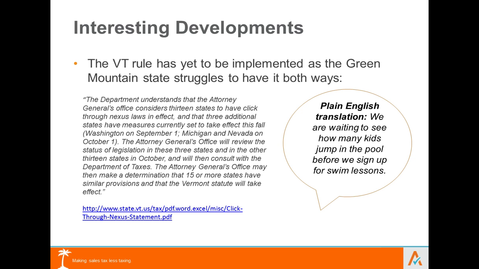So if your company's doing that kind of advertising, your clients are doing that kind of advertising, be aware that you may be creating some nexus obligations where there were none prior.